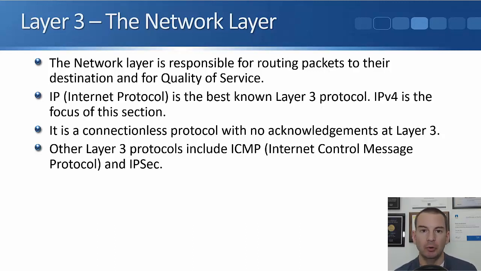You can still have reliable traffic by using TCP and its acknowledgements at layer 4 or by having it built into the upper layers. Other layer 3 protocols apart from IP include ICMP, which is the Internet Control Message Protocol, which is used for ping for troubleshooting, which we'll also be talking about later in the course, and also IPsec for secure encrypted communications. There are other protocols as well, but IP is the best known one, by far the most commonly used. That's what we're going to be talking about in this entire section.